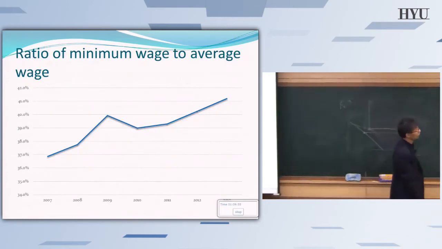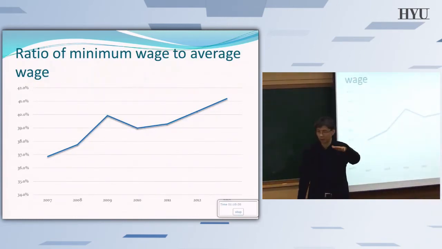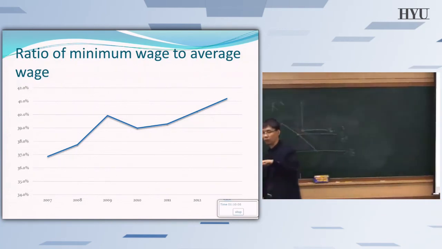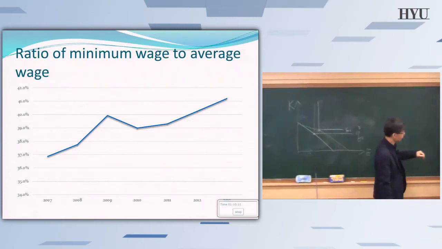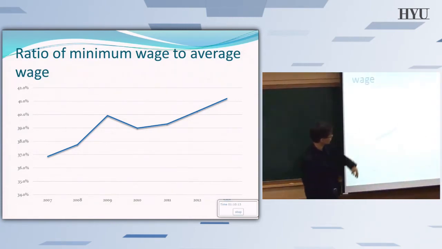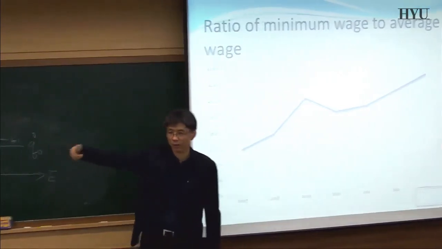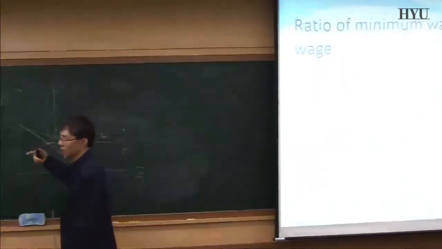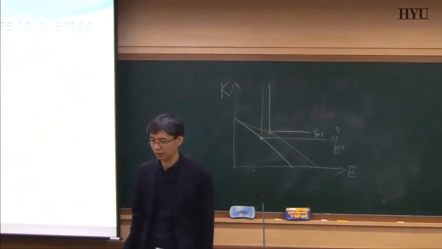If you look at the ratio of the minimum wage to the average wage in Korea, it's around 40%. Compared to the average worker in Korea, the minimum wage worker earns about 40%. It actually increased from around 37%. Every year Korea determines the minimum wage for the next year. They will start discussing the minimum wage for 2016, and it's going to be very interesting this year.